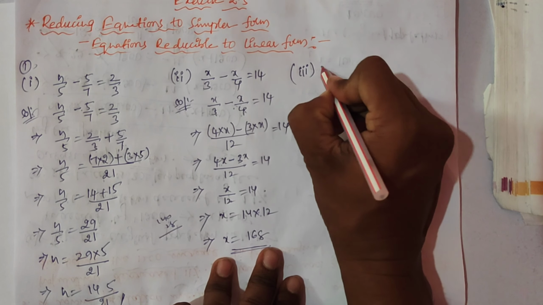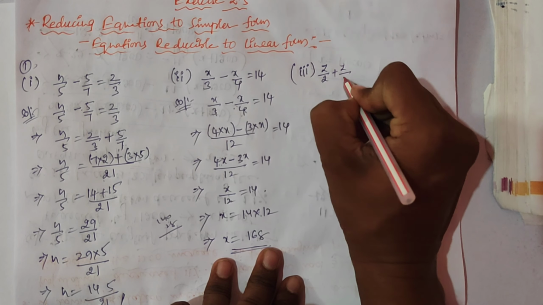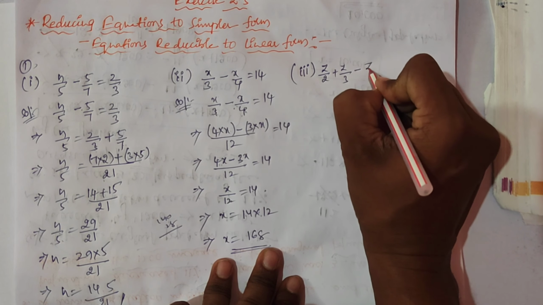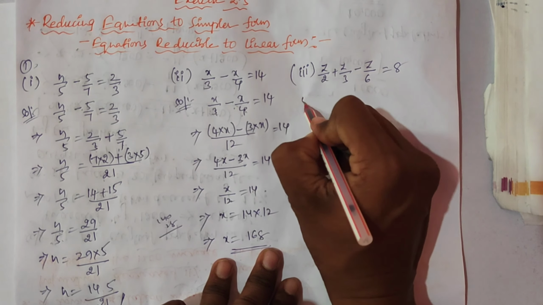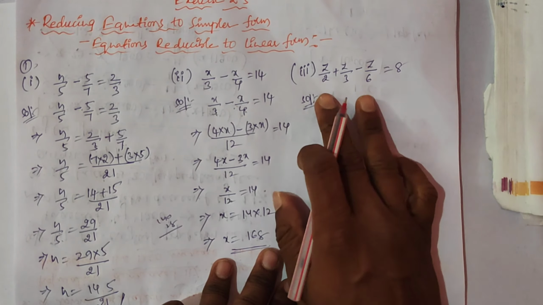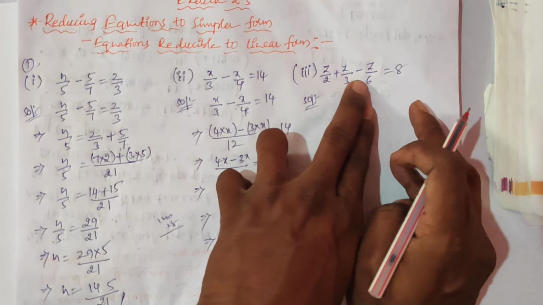Next, question number 3 is given as z by 2 plus z by 3 minus z by 6 is equals to 8. Okay, what is given here? In question 3, till here he has given only 2 terms. Now he has given about what?